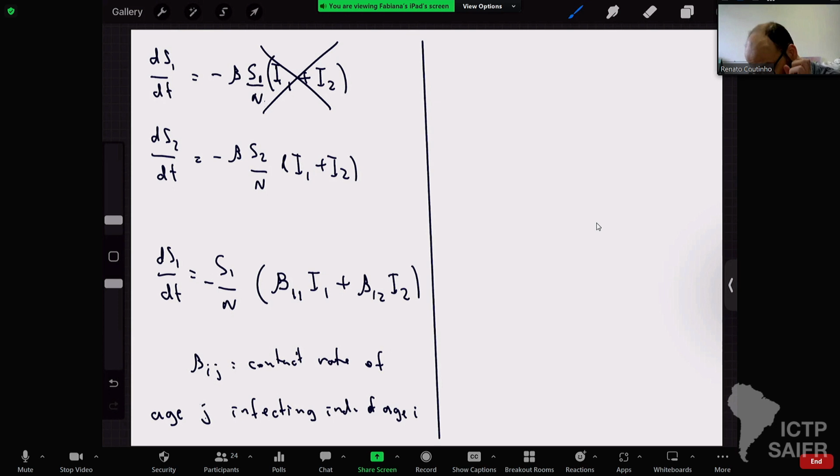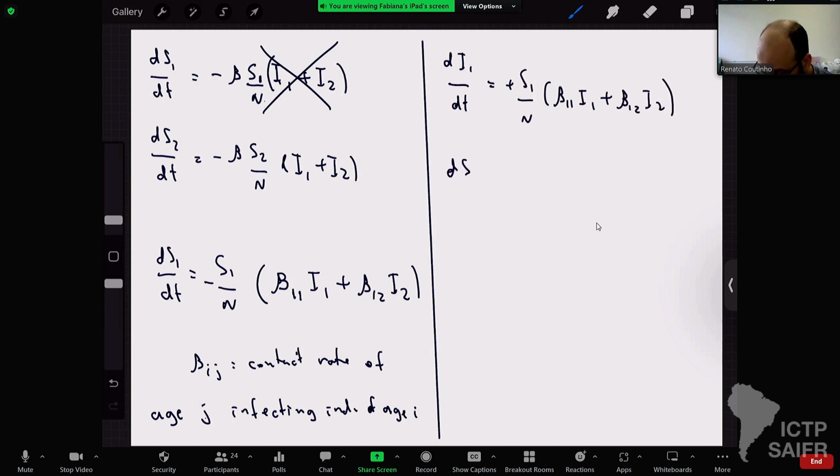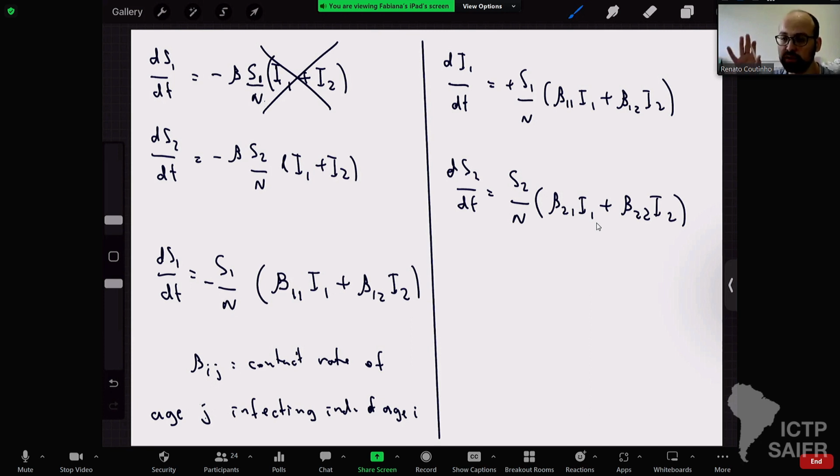Of course, when I write dI1/dt, it will be the same, right, with a positive term here. And the same for dS2/dt, right? So this is S2 over N, and now I have beta 21 I1 plus beta 22 I2. Well, okay, this is nice, right? So you see that we have this contact rate beta. So I have the contact rate of 1 with 1, 1 with 2, 2 with 1, and 2 with 2, right?